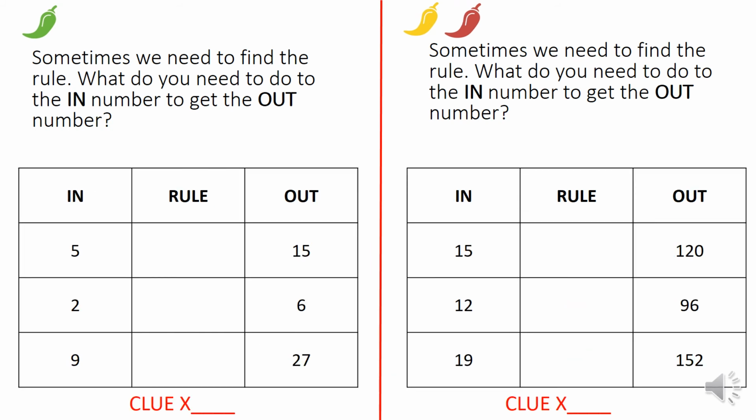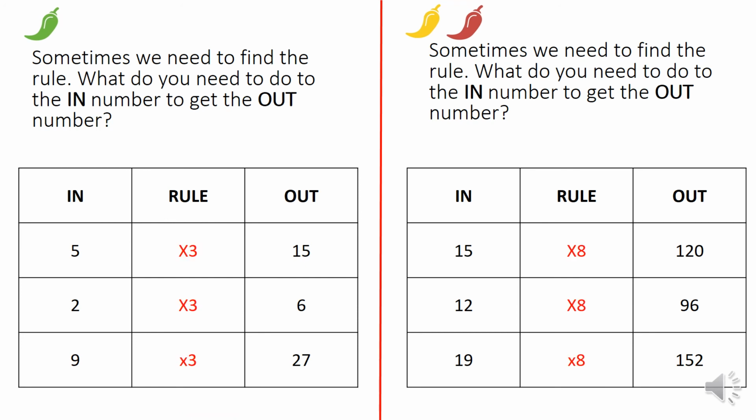Another set of questions now. I've given you the in and the out, and I've also given you a clue at the bottom. All these rules will be in multiplication. Can you work out the rule? For the harder ones, again, you might need to do the inverse. Therefore, you might need to divide to find what the rule is. Take a pause in the video and have a go yourselves. These are the answers. Hopefully you got them right.